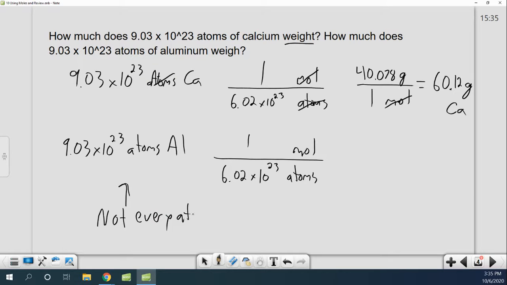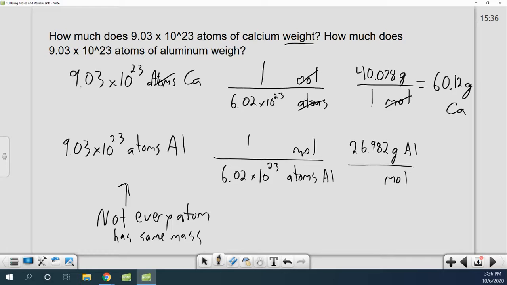Not every atom has the same mass. So yes, we have the same number of moles. When I do this first step, this 9.03 times 10 to the 23, divided by 6.02 times 10 to the 23, I'll get the same number. I'll get 1.5 again. But the second step, I'm in atoms of aluminum. So how many grams of aluminum per mole means you have to look up aluminum's molar mass. So instead of having 40 on the top, I now have 26.982.